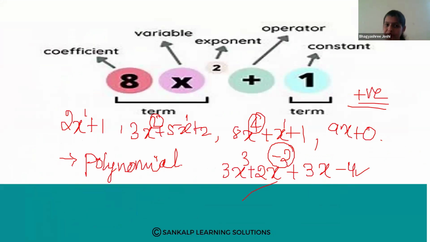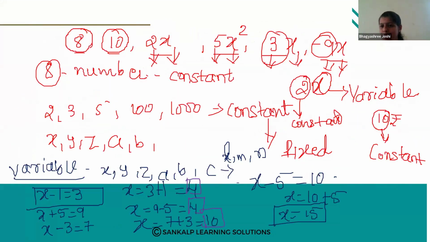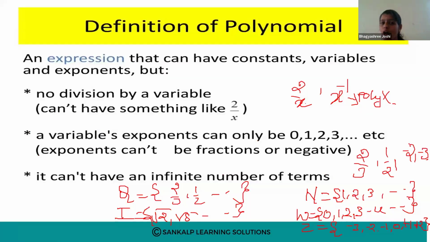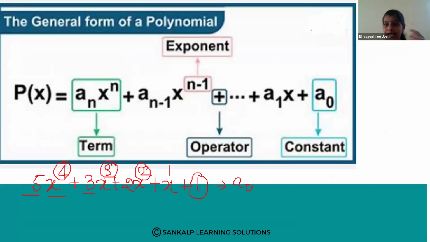Yesterday we discussed about the constant, variables, term and algebraic expression, polynomial. What is the difference between algebraic expression and the polynomial? And also we discussed about the definition of the polynomial, right? And general form of the polynomial.